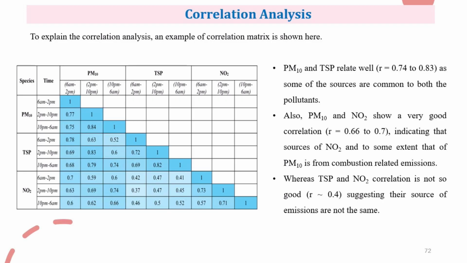For example, the correlation between PM10 and TSP from 6 am to 2 pm is 0.78, indicating a strong relationship. It means that PM10 is largely a subset of TSP. Similarly, PM10 also shows strong correlation with NO2 across different time intervals, suggesting that both pollutants likely originate from common combustion sources such as vehicle emissions or industrial activities.